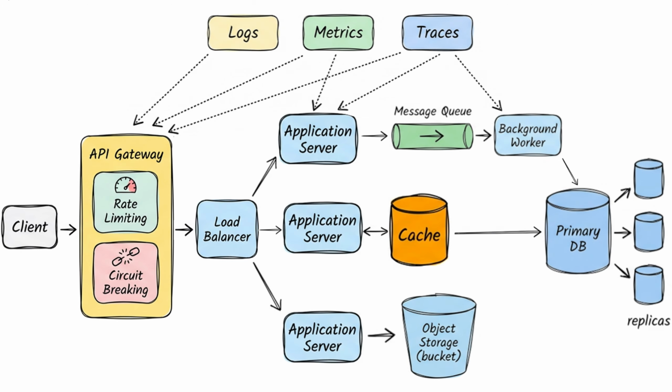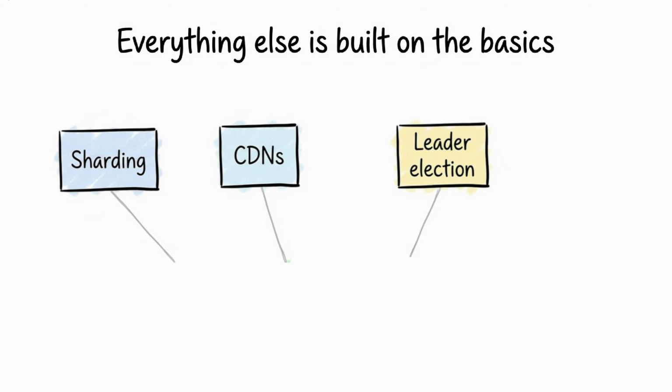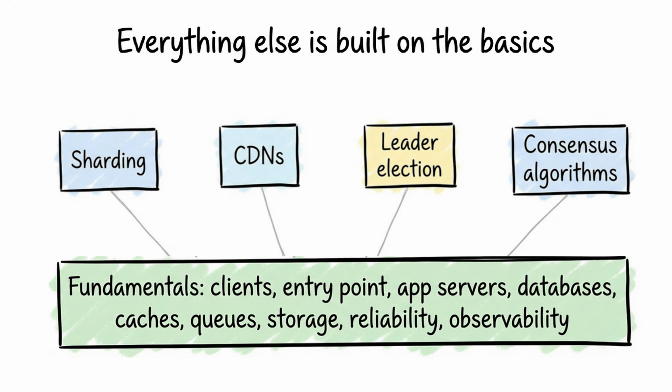If you can draw that picture and talk through how data flows from left to right and back, you already understand more system design than many developers. Everything else, sharding, CDNs, leader election, consensus algorithms, are extensions on top of these basics. Master the fundamentals first. Then you can add complexity when you actually need it.